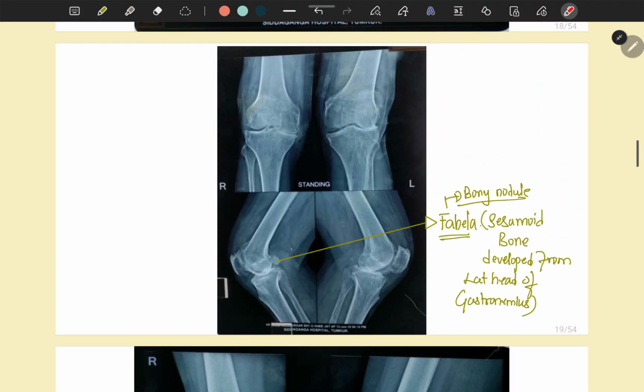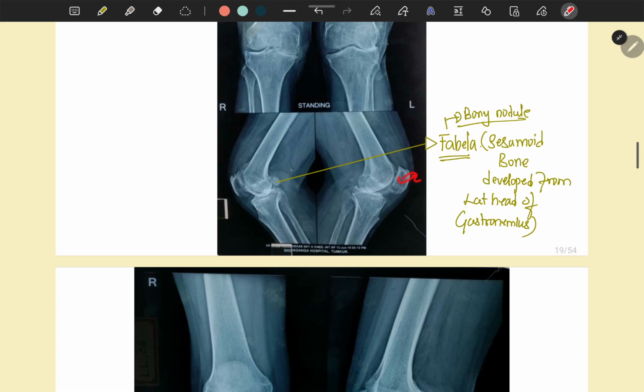This is the lateral view. This is AP. In the lateral view, you can see the patella, femur, tibia, fibula, and here this bony nodule, very important. It is called fabella. This is a sesamoid bone developed from the lateral head of gastrocnemius muscle. This is also patella, femur, fibula, tibia.